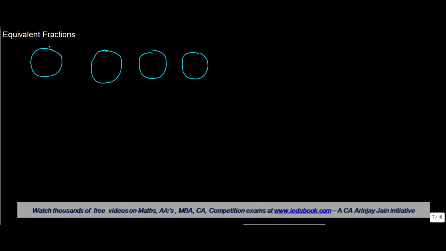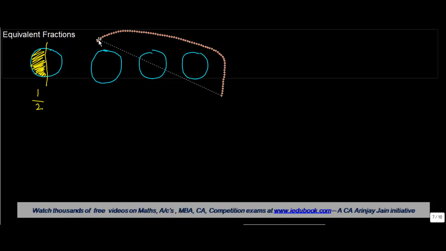Now let's say I divide this circle or cake into two parts. Okay, and I shade one part. Now this one part is what? It's basically half of the cake, or one part out of two. So if I have to write it as a fraction, I can write it as 1 by 2.